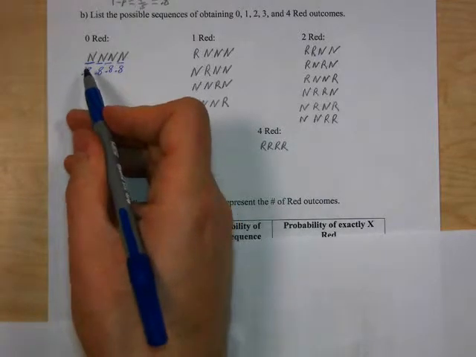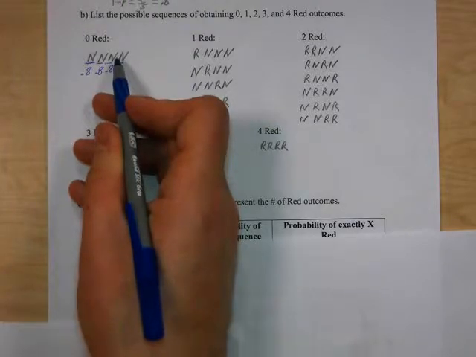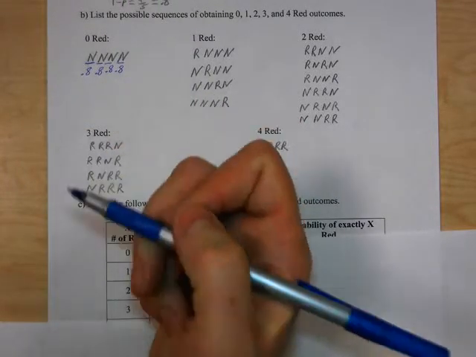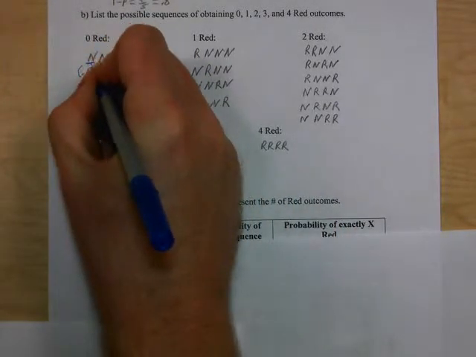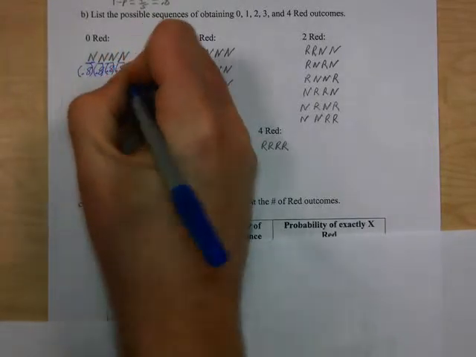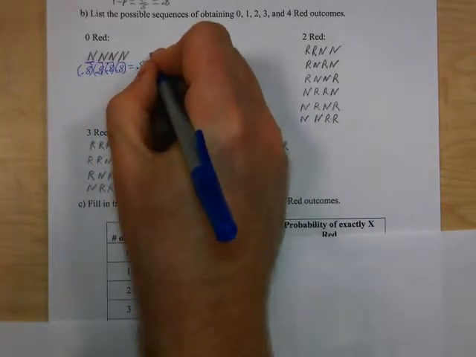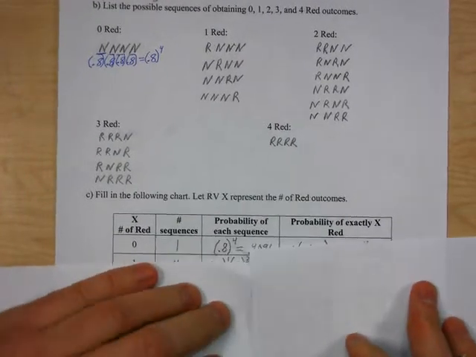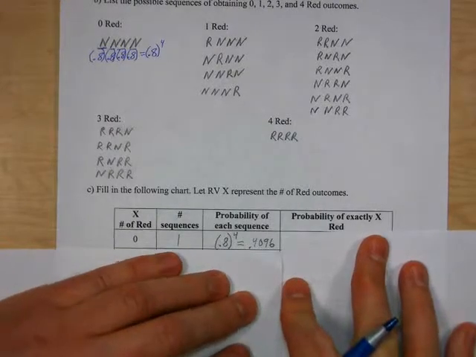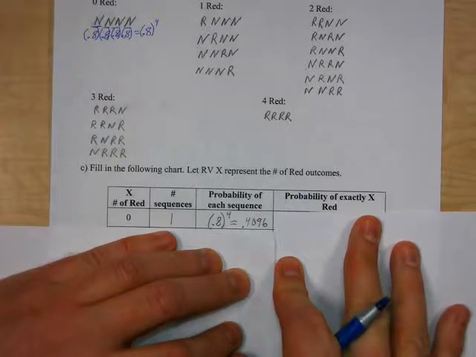So when we look at not red and not red and not red and not red, what we do with ands is multiply them. That's back from the probability chapter. When you have and, you're going to multiply. So this will be 0.8 multiplied together by itself 4 times, so that would be 0.8 to the 4th. So the probability of getting 0 red is 0.8 to the 4th, which if you put that in the calculator is 0.4096.